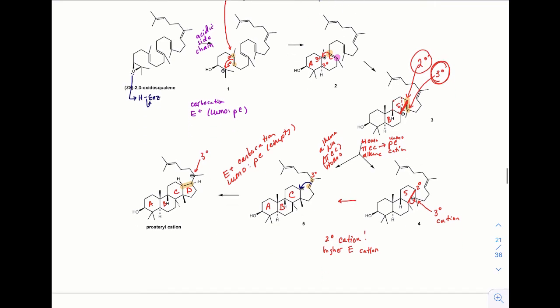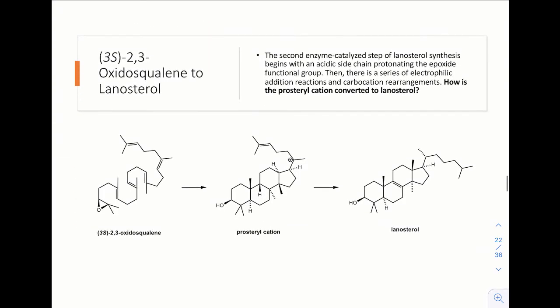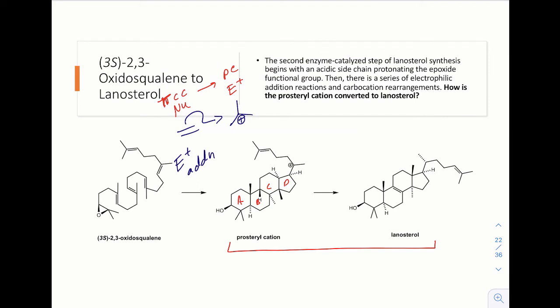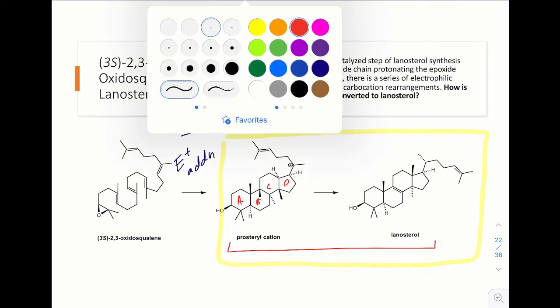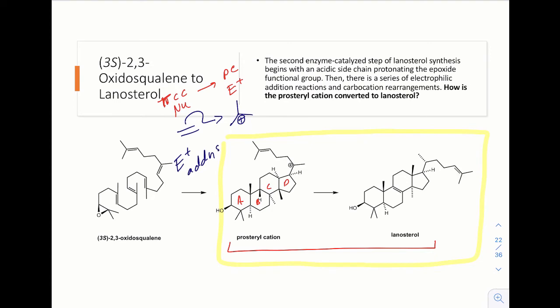All right, we are almost there, folks. Let's take a look where we are. So we saw that this series of electrophilic addition reactions where alkenes were attacking carbocations established the A, B, and C and D rings. So now for the protosteryl cation to be converted to lanosterol, what do you think needs to happen? Just take a minute, pause, and try to write down or note the differences between the protosteryl cation and lanosterol so we can think about what is going to happen and how it might happen.